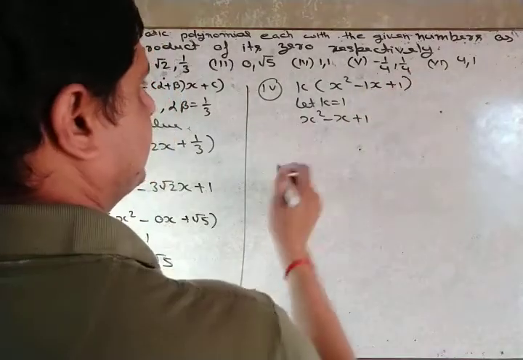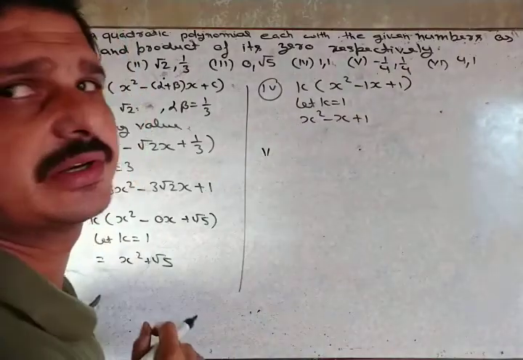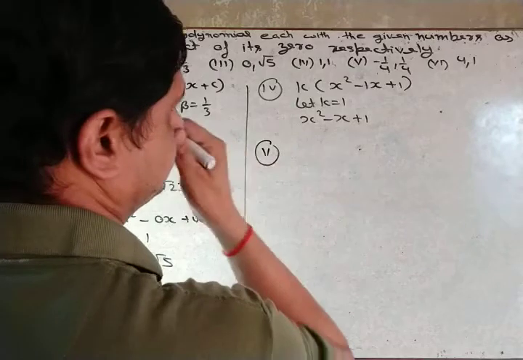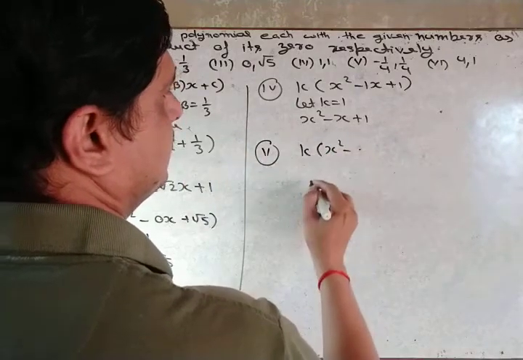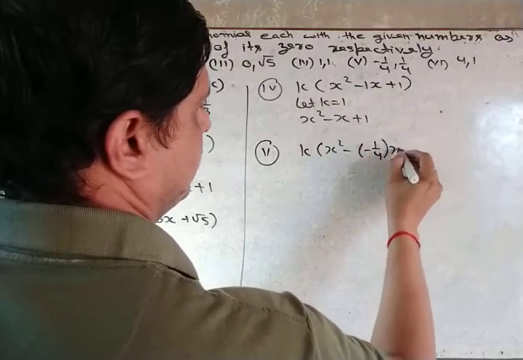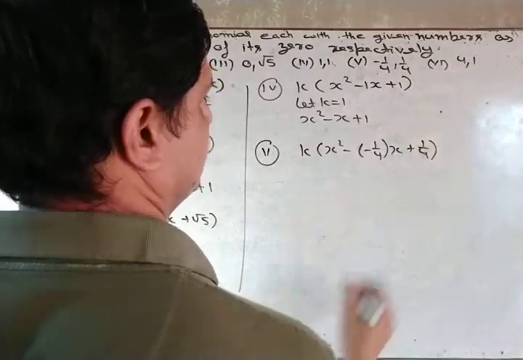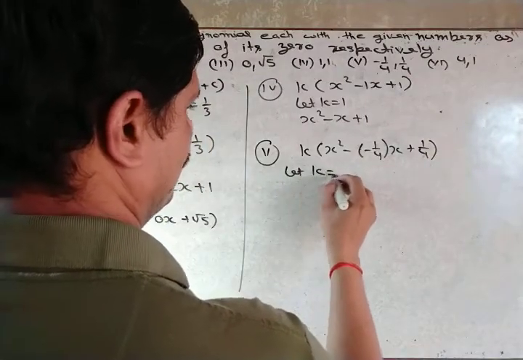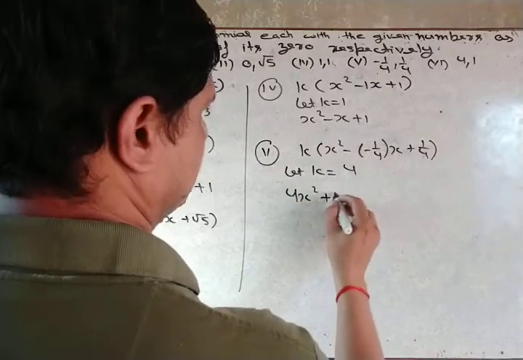Like question 5th, you need to take k because a denominator is there. So in the cases where a denominator is there, you have to take k. 5th, the sum of the roots is minus 4x plus 1 by 4. Let k be equal to 4. You will get 4x square plus x plus 1.